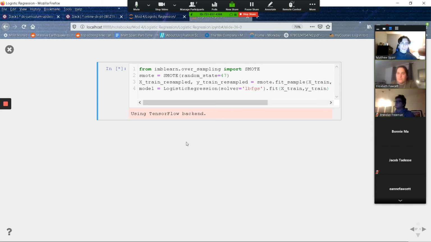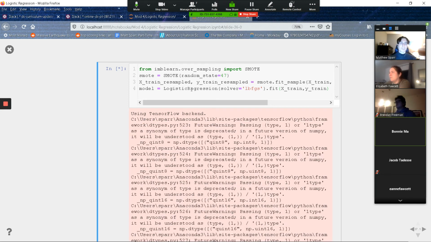You guys might have to install it. I think it's pip install imblearn. And then you'll probably have to re-import everything again in your notebook to get it to work. Depending on your computer, it can take a little bit of time. It's usually not too long though.